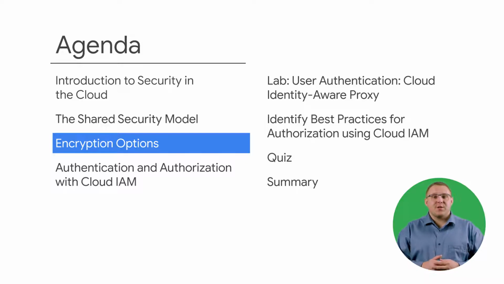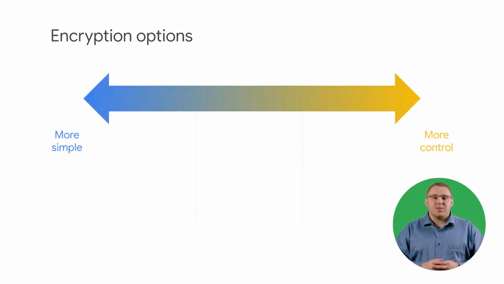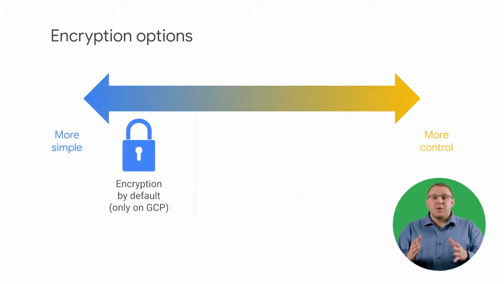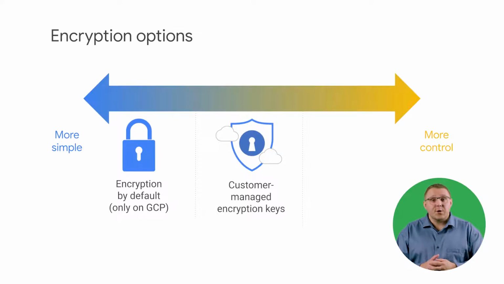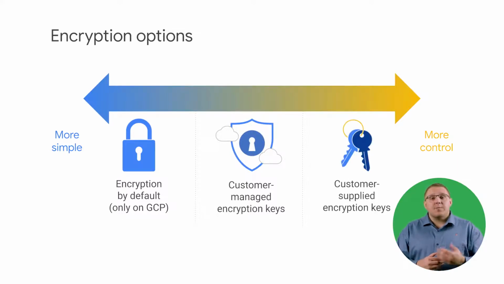You'll now explore the options that Google Cloud offers for encrypting your data. There are several encryption options available on Google Cloud. These range from simple but with limited control to greater control and flexibility but with more complexity. The simplest option is GCP default encryption, followed by customer managed encryption keys or CMEK, and then the option that provides the most control are customer supplied encryption keys or CSEK. A fourth option is to encrypt the data locally before you store it in the cloud. This is often called client-side encryption.